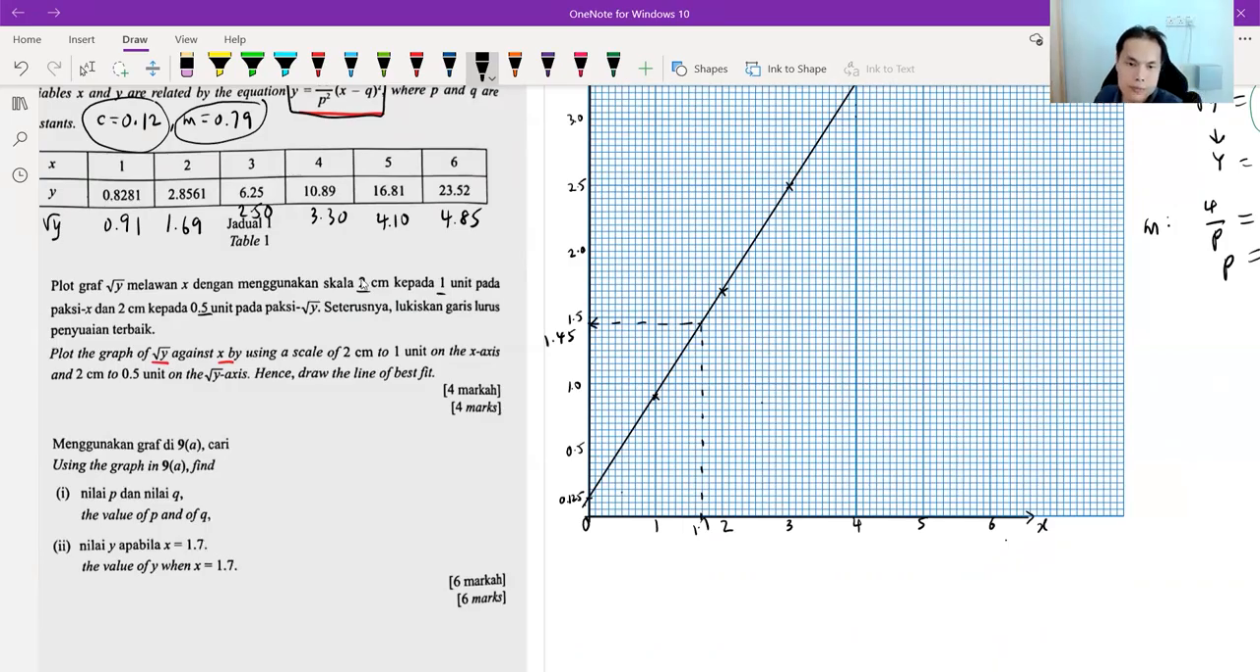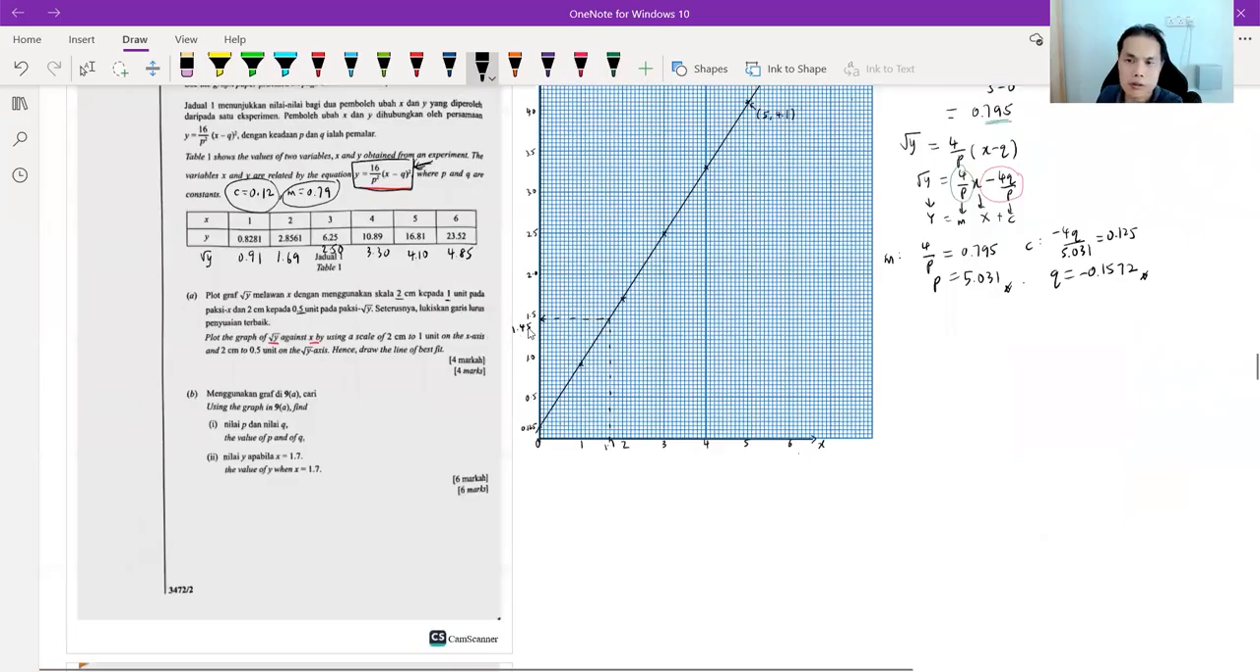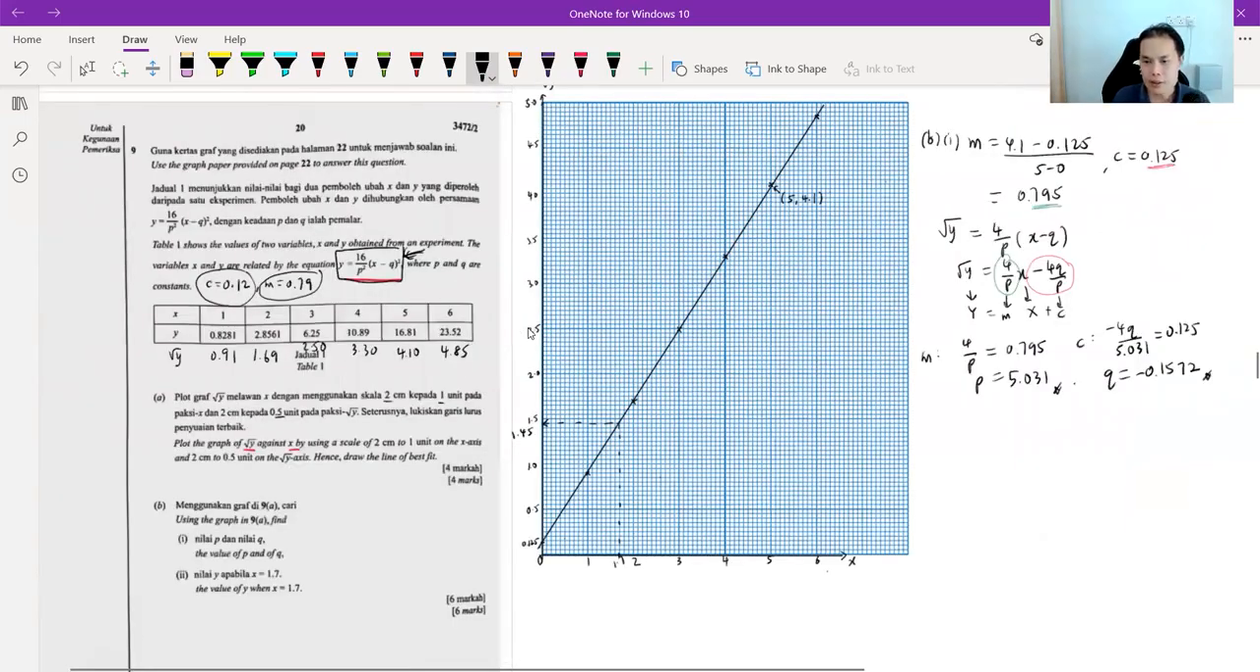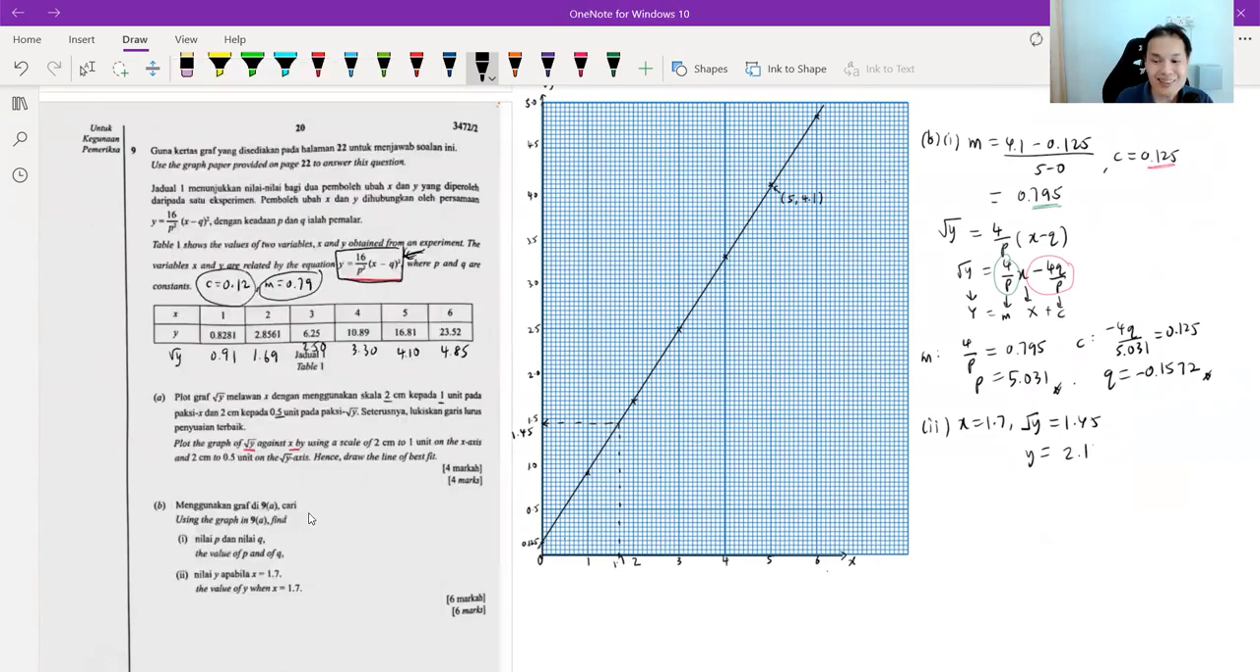From the graph, this is Roman 2. When X is 1.7, your square root Y is 1.45. Use your calculator, 1.45, you square it, I got 2.103. You might get a slightly different answer, but that's right, okay? All right.